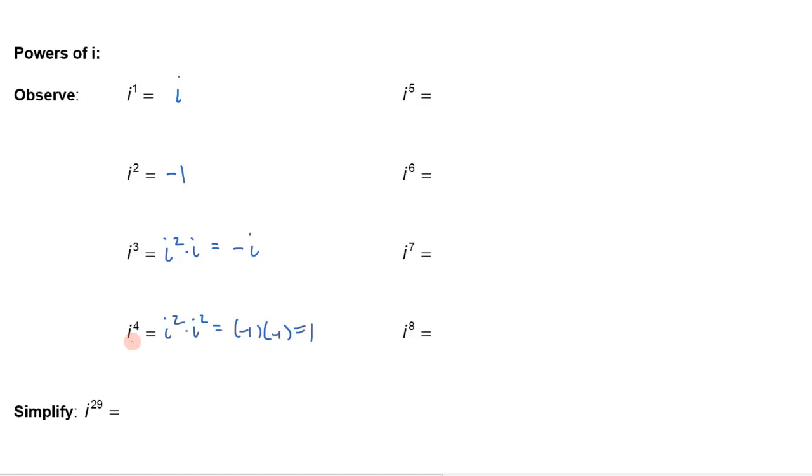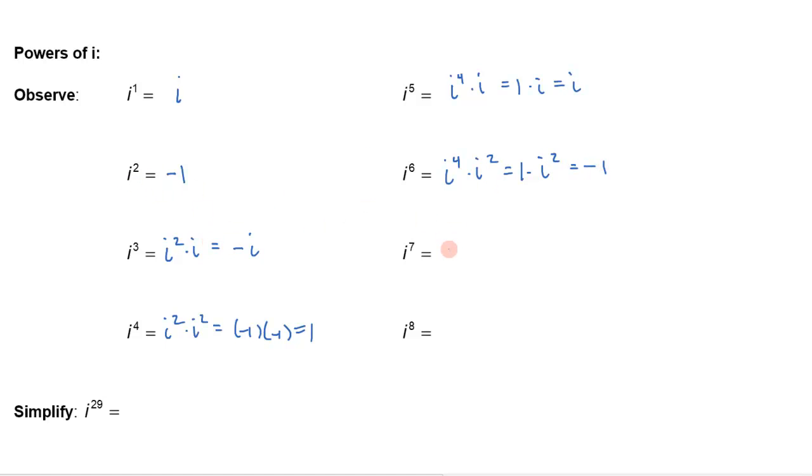Well, that makes simplifying higher powers really easy, because every time I get 4 i's multiplied together, that's going to equal 1. So, for example, i to the fifth, I could think of that as i to the fourth times i. Well, that's just 1 times i, or i, same thing as i to the first power. And i to the sixth, that's going to be i to the fourth power times i squared. Well, that's just 1 times i squared, and of course i squared is -1.